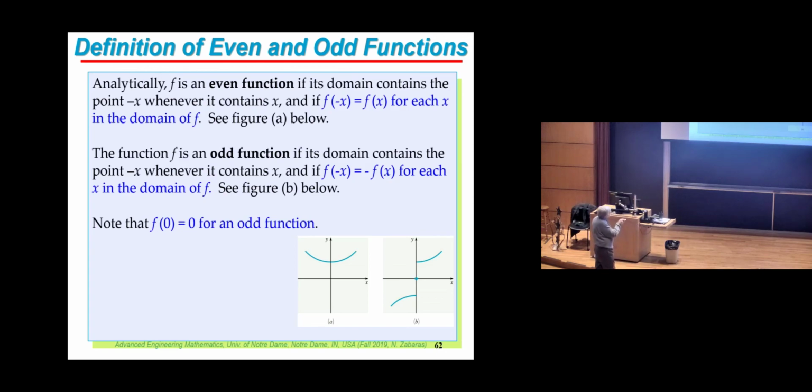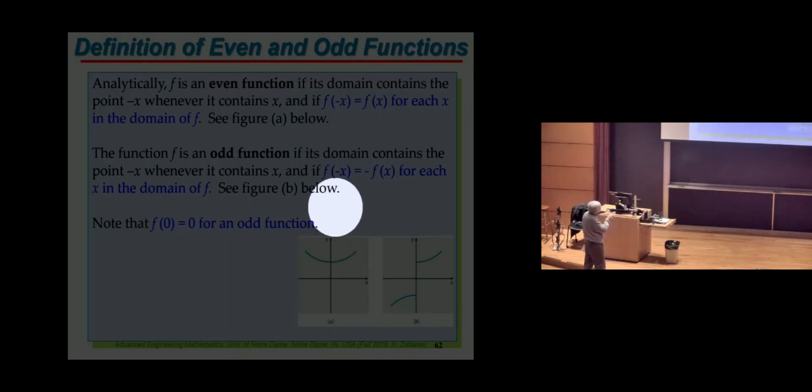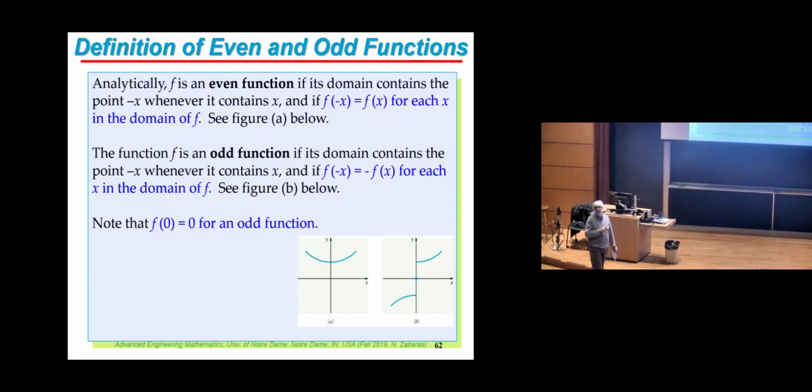An odd function is a function where f of minus x equals minus f of x, and you can see here, if you take f at a given value of x, it is minus f at minus x. And because this has to be true for every x in the interval, if you plug in x equal to 0, the only way that this can be satisfied is f of 0 equal to 0. Can you see that?